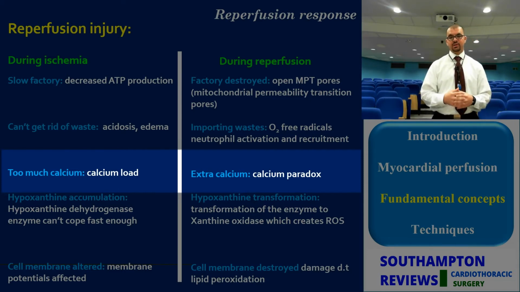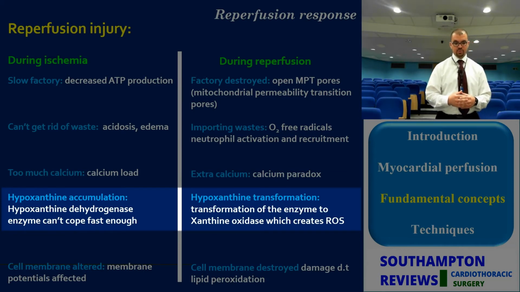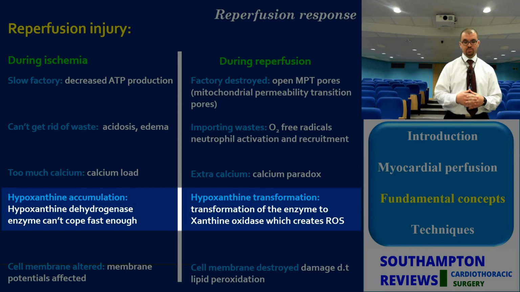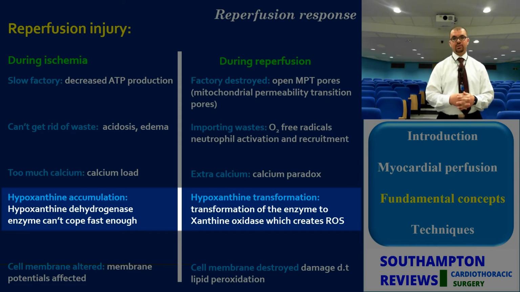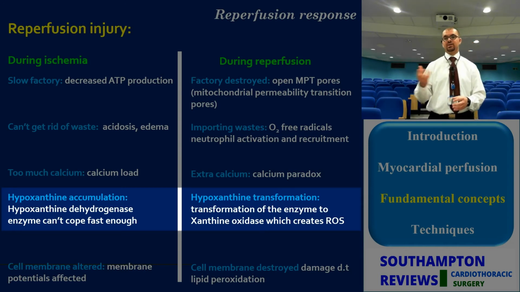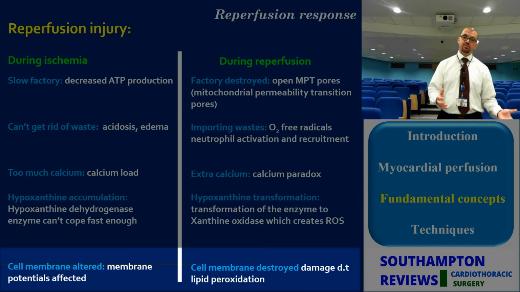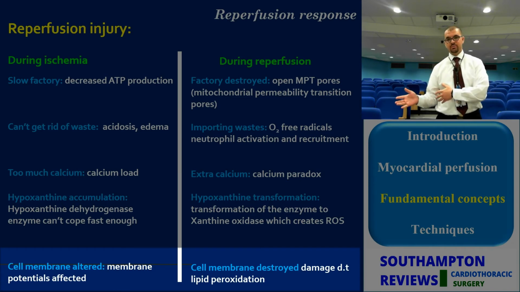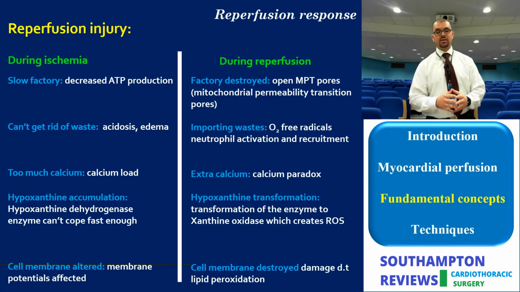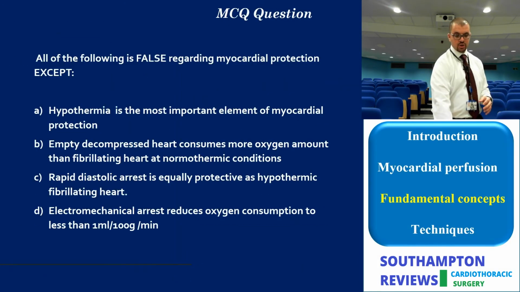Also, one of the very important enzymes, hypoxanthine dehydrogenase, which gets rid of hypoxanthine, a degradation product of ATP, gets slow during ischemia. During reperfusion, it gets damaged altogether. It gets transformed to a completely different enzyme, which even produces innate oxygen free radicals and starts producing wastes from inside the cell. So hypoxanthine dehydrogenase gets transformed to xanthine oxidase. Finally, the cell membrane is altered during ischemia. During reperfusion, the cell membrane gets damaged due to lipid peroxidation. So as you can see, these are the ischemic and reperfusion effects.